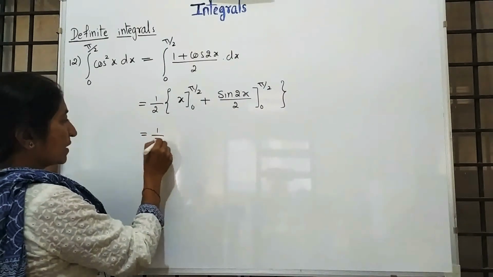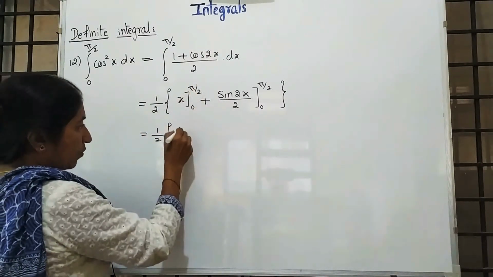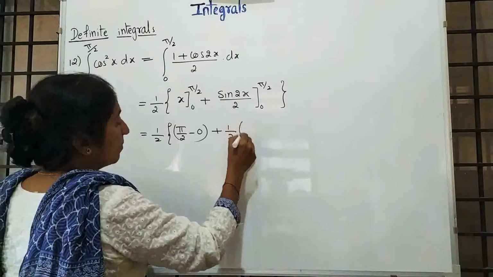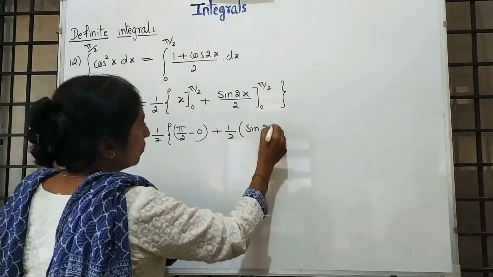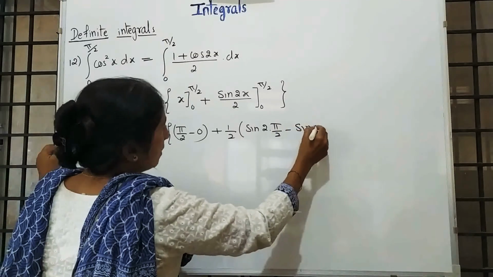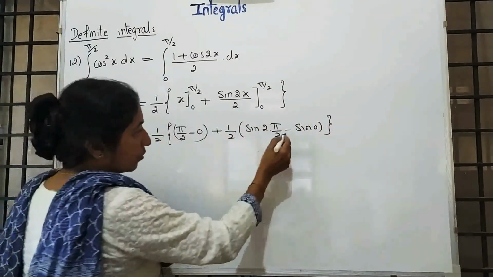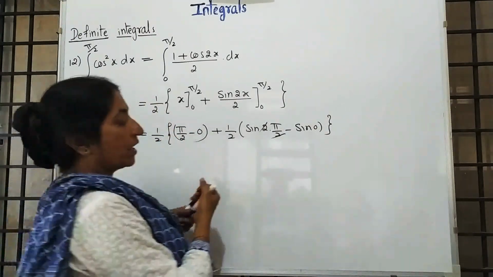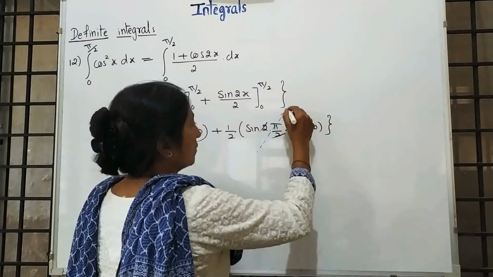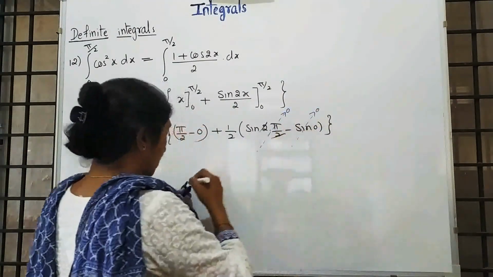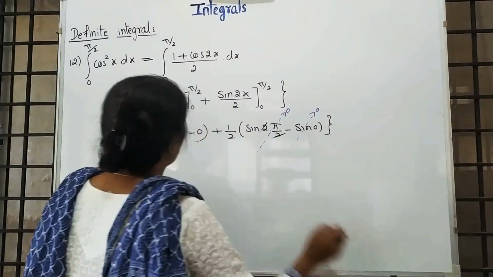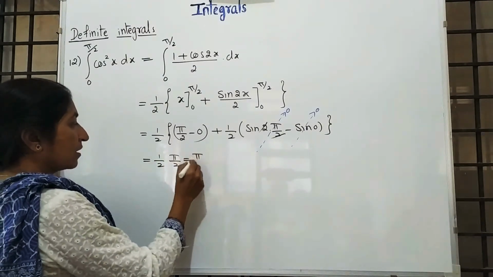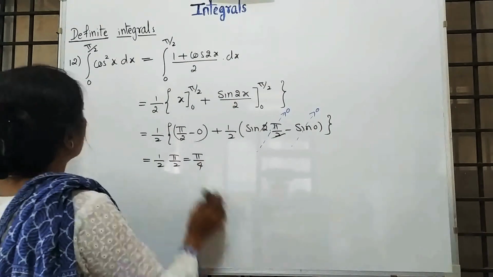Now 1 by 2, first I am writing the value for x, upper limit and lower limit, pi by 2 minus 0 plus 1 by 2, upper limit is pi by 2, sin 2 into pi by 2 minus sin 0. Here 2 and 2 get cancelled, and you know that sine of any number into pi is 0 and sine 0 is 0. That means this complete bracket is 0. So this is 1 by 2 into pi by 2. Then what is remaining? Pi by 4 is the answer. Moving to the next question.